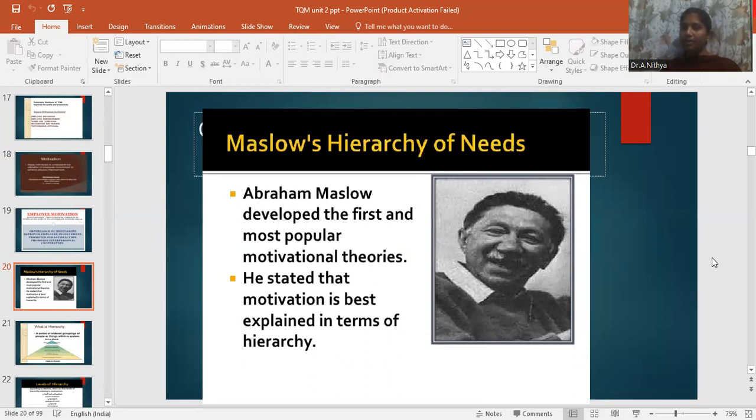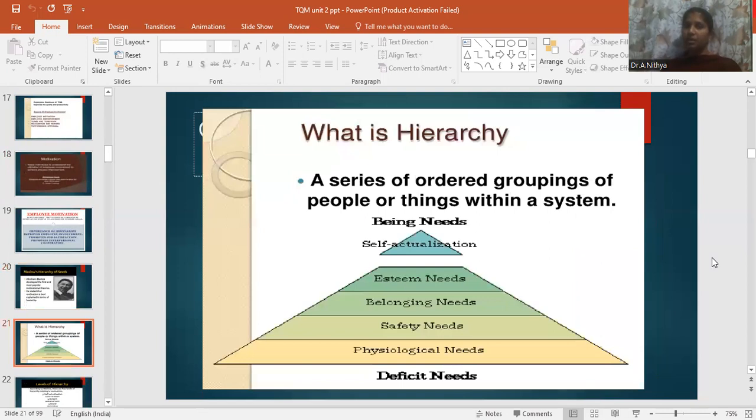This is Abraham Maslow. He introduced the hierarchy of needs. This is explained by Abraham Maslow, which is called the hierarchical theory of motivation. He is telling that the first need is physiological. For any human, the first need to be fulfilled is the physiological need, that is the basic need. Then it goes to safety needs, then social needs or belonging needs, and then esteem needs, and the last one is self-actualization needs.